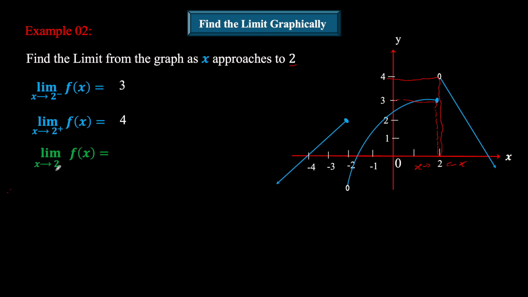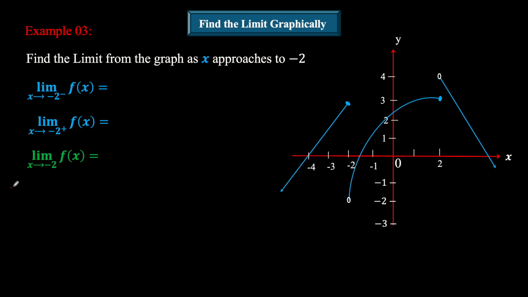So what do you think the overall limit will be? Obviously we see that from the left side, as x approaches number 2, f of x is equal to number 3, but from the right side f of x is equal to number 4, and they are not equal. So hence the overall limit as x approaches number 2 does not exist. Okay, let's see the third example.